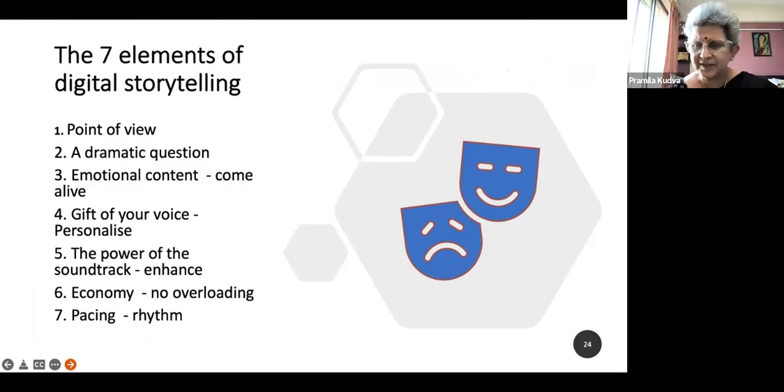Okay, there are seven elements that you need to keep in perspective. One is a point of view. A dramatic question. Emotional content. It has to come alive. Gift of your voice. The power of the soundtrack. In both, the teacher's voice was very feeble. It has to be loud enough to be heard by all. Don't overload. Don't have too many slides. And the pacing, the rhythm has got to be right. The speed of the spoken language has got to be not too fast, not too slow. So you'll remember these, because you will need to keep this in perspective when you make the digital storyboard.